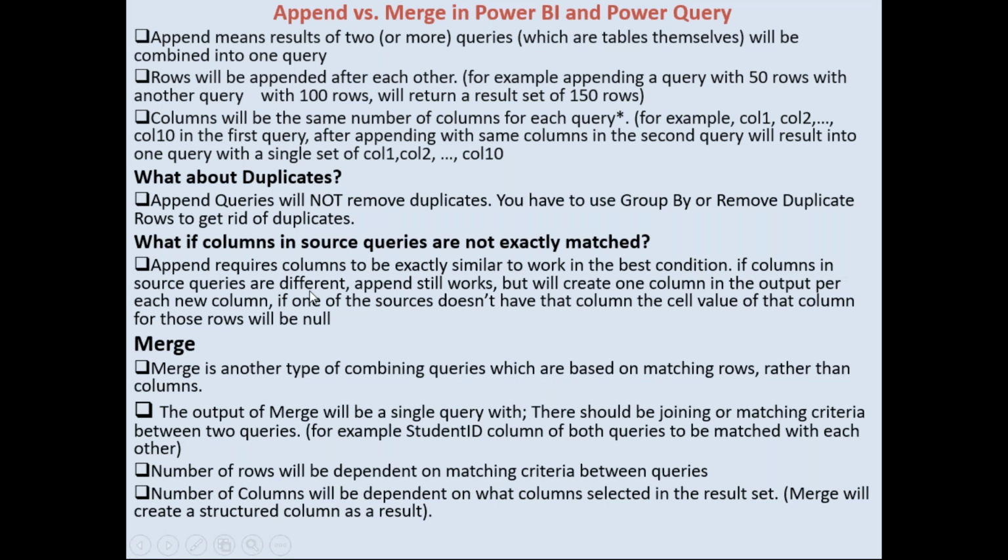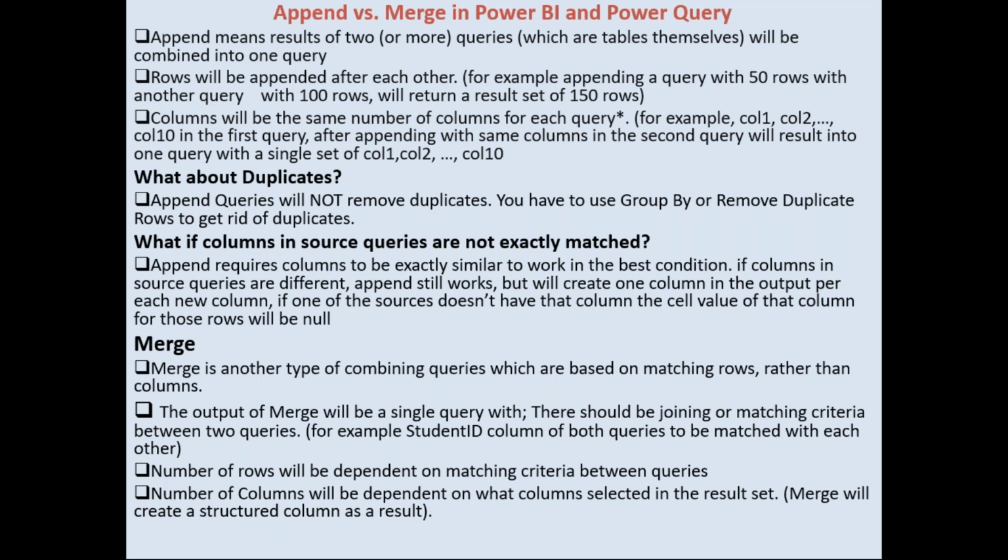If the columns in the source queries are different, append still works. Appending will work even when the number of columns is different, but it will create one column in the output for each new column. If one of the sources does not have the column, the cell value of that column for those rows will be null. So where the other query doesn't have the column, null will be displayed. Practically we are going to see that. Just try to understand it.